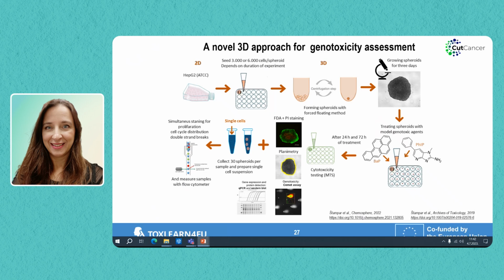And of course, for several applications, we need to obtain a single cell suspension from such spheroids, which can be quite a demanding process, and we have to optimize the conditions so that we get viable cells. We don't want to have dead cells.